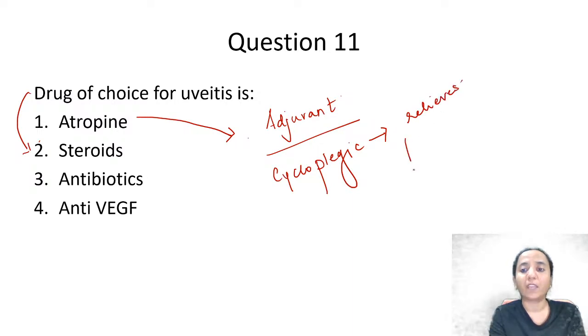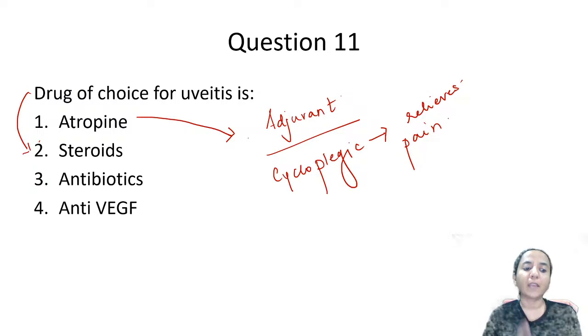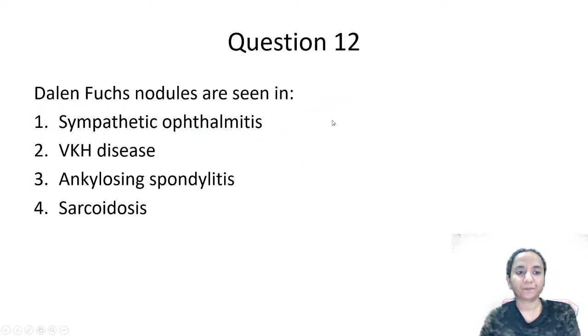Which is again very, very important. So the drug of choice means something which is going to change the course of the disease. That is uveitis. Therefore, the answer is steroids. It is going to change the course of the uveitis. But atropine is the adjuvant of choice because being a cycloplegic, it is going to relieve the pain of the patient. Okay, sure.